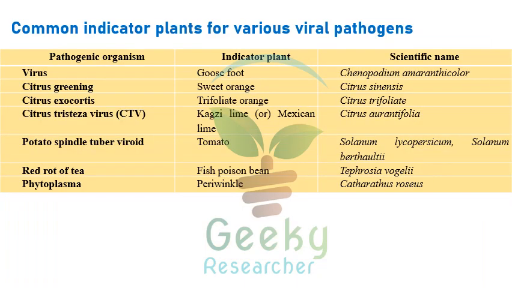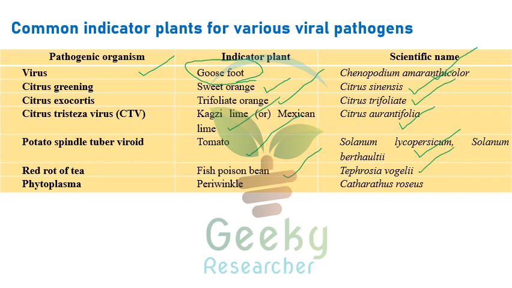Okay. So now the common indicator plants that we can use in virology. For general virus identification or indication, goose foot is used as an indicator plant, scientific name Chenopodium amaranticolor. Citrus greening can be identified using sweet orange, Citrus sinensis. Citrus exocortis, trifoliate orange, Citrus trifoliata. Citrus tristeza, Mexican lime, Citrus aurantifolia. Potato spindle tuber viroid, tomato is used as indicator plant, Solanum lycopersicum or Solanum berthaultii. Red rot of tea, fish poison bean, Tephrosia vogelii. Phytoplasma, periwinkle is used as indicator plant, Catharanthus roseus.